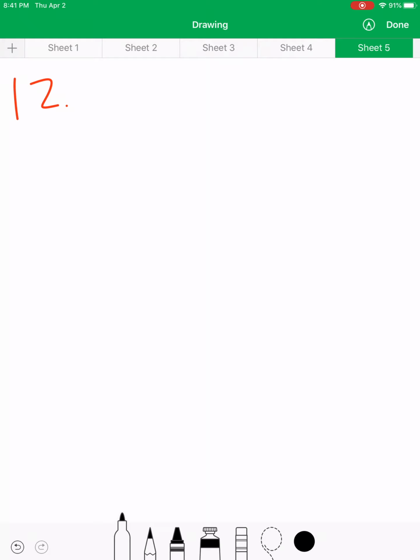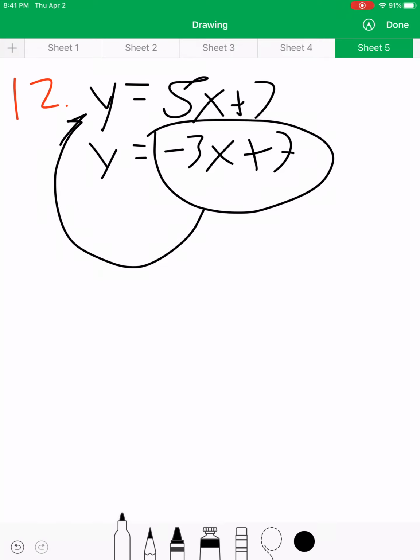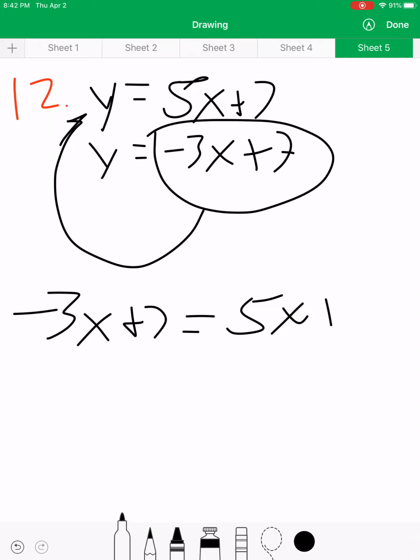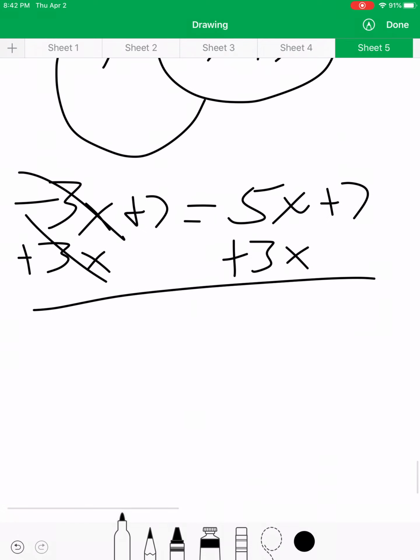Number 12, we have y equals 5x plus 7, and y equals negative 3x plus 7. Again, take what you know y is and substitute it in for y, just like that. So negative 3x plus 7 equals 5x plus 7. All right, I like my variable to remain positive, so I'm going to move the negative 3x by adding 3x to both sides of the equation. Goes away, goes away. I'm left with 7 equals 8x plus 7.